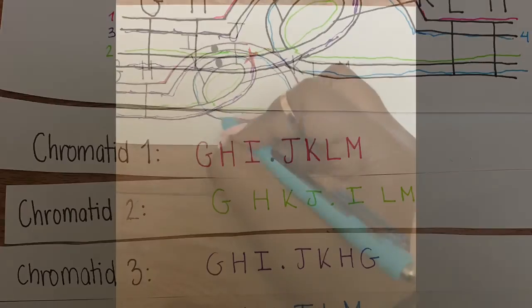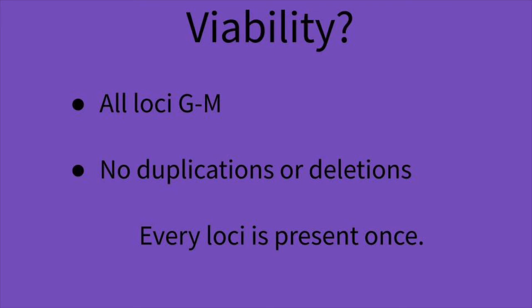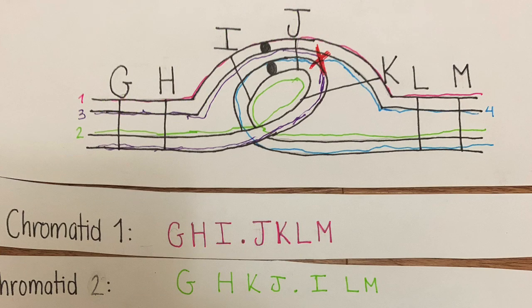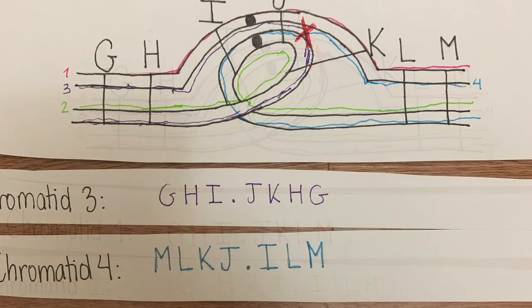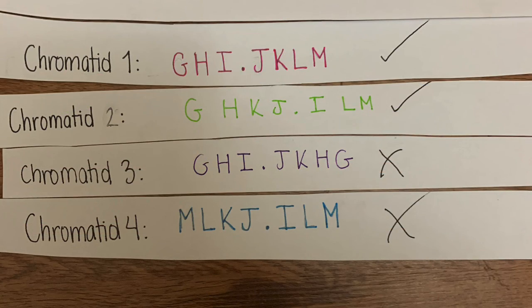Now that we've determined the aberration and crossover results, we need to see if there will be any viable gametes. We know the chromatid can have viable gametes if it has all loci G through M, and if there are no duplications or deletions, meaning every locus is present once. In chromatids 1 and 2, we see that they are both viable, but chromatid 3 is missing L and M and repeats H and G. Chromatid 4 is missing H and G and repeats L and M. So 1 and 2 can produce viable gametes, but 3 and 4 cannot.